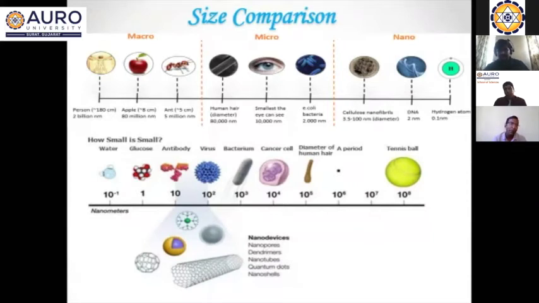But compared to macro and micro, at the nanoscale, the diameter of DNA is around 2 nanometers, and the cellulose nanofibrils, which are in the plant leaf, have a diameter in the range of 3.5 to 100 nanometers. Similarly, the size of a tennis ball is around 10⁸ nanometers, but nano devices like nanopores, nanotubes, and nanoshells are all in the range of 10 to 100 nanometers.